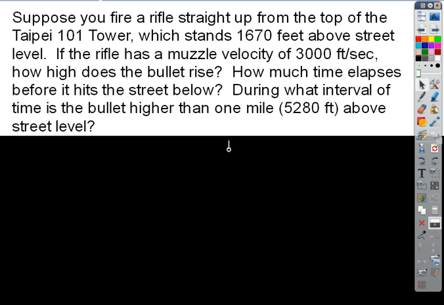Just listen. Quiet, please. If I shoot a bullet straight up off of Taipei 101, that's a really tall tower. I think it's the second highest building in the world. It was the highest for a while, and one was just built that's taller. 1,670 feet high. That's pretty darn high.